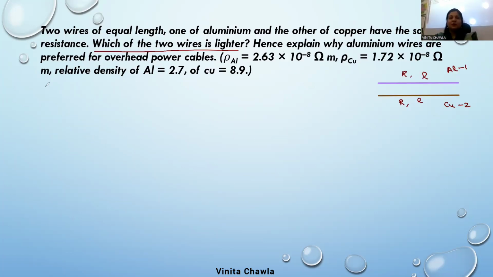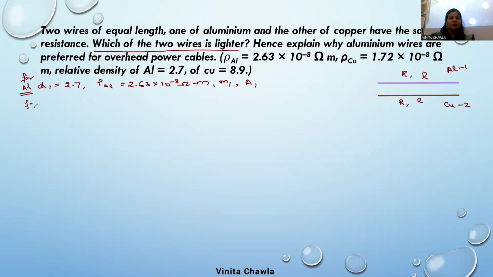For aluminium first. The relative density of aluminium is given. Let's write 1 for aluminium and 2 for copper. So for aluminium, relative density is 2.7. Resistivity of aluminium is given, it is 3 into 10 power minus 8 ohm meter. Okay, calculations. Let's take the mass of the aluminium wire as M1 and its area of cross section as A1.